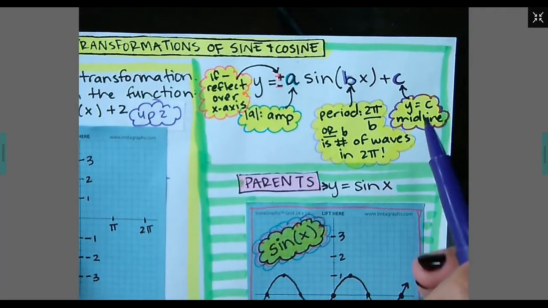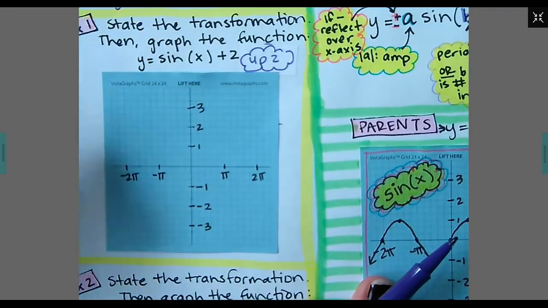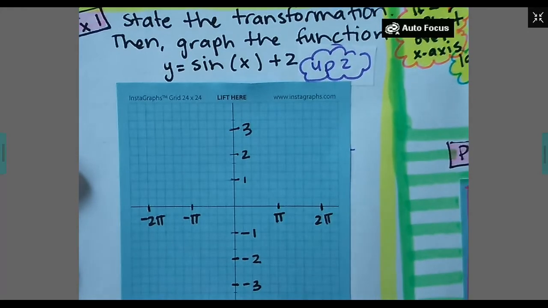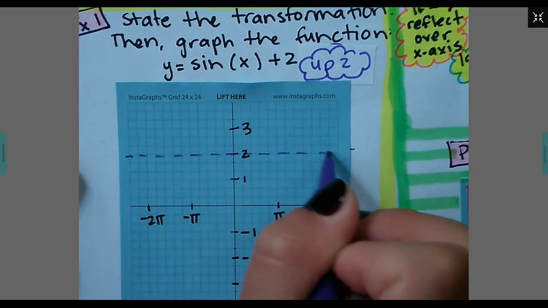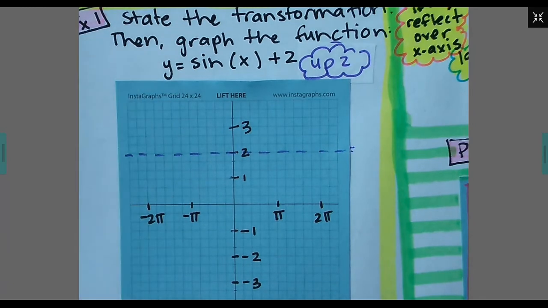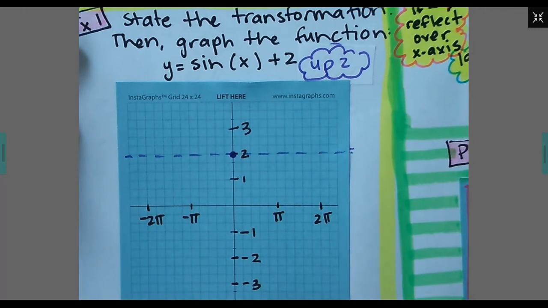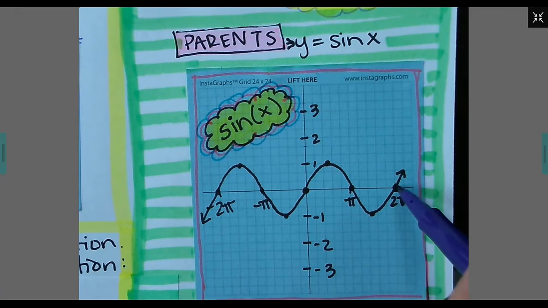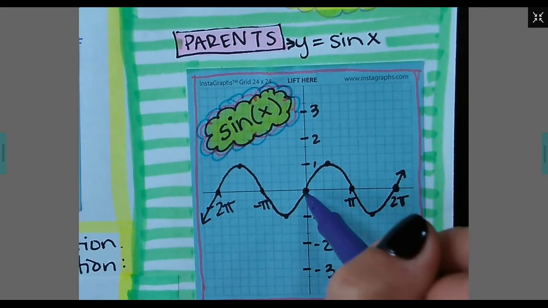So remember, c is the midline. This is where up 2 is coming from, this plus 2. So the first thing I'm going to do is graph the midline, and then we're going to graph this function. So we're going to have 2 as the midline. The regular sine function starts at 0, 0, but now we're shifting it up 2, so it's going to start at 0, 2. Okay? Then the sine function comes back to its original position at 2 pi, but notice it goes here, then pi, then at 2 pi. So we're going to graph these 3 points.